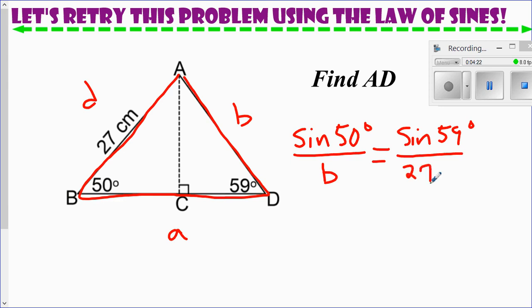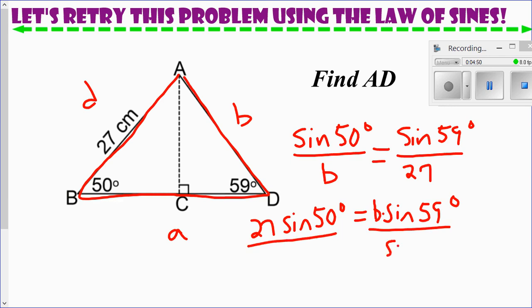So now I have enough information. I have 3 pieces of information and I need the 4th. So I'm going to go ahead and cross multiply and solve for b. So 27 sine of 50 degrees is equal to the sine of 59 degrees times b. So I want to solve for b, which means I'm going to divide both sides by the sine of 59 degrees.